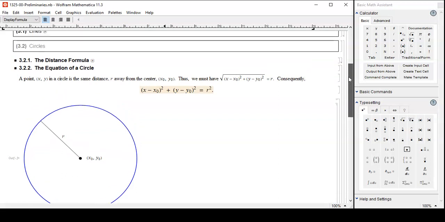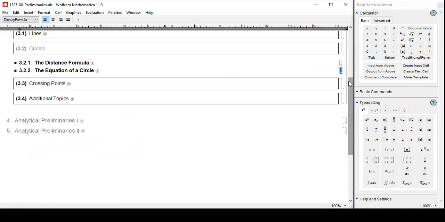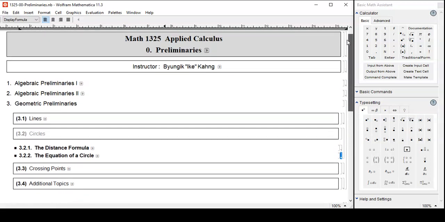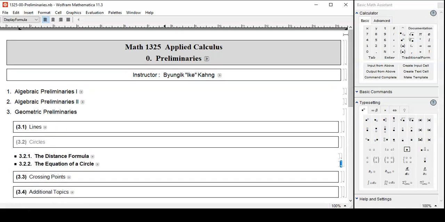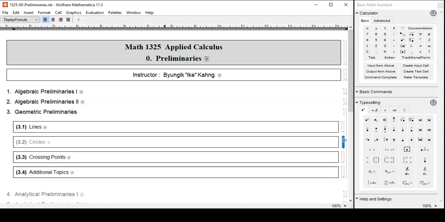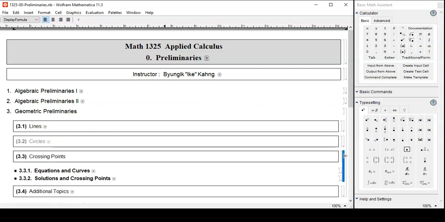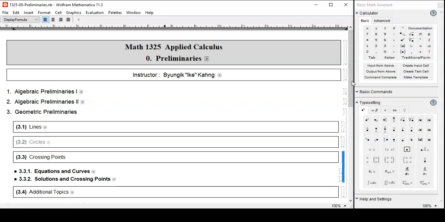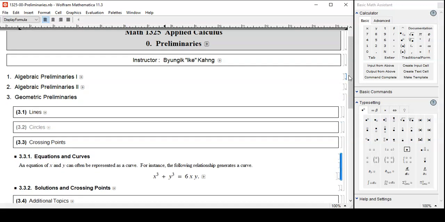Now, how important is this? I'm not so sure. It is important in trigonometry-based calculus classes because all trigonometry comes from circles, so it's important there, but I'm not so sure whether it's important here. I de-emphasize it in gray. Now let's talk a little bit about crossing points. This too, I'm not so sure how important it will be in this class. Let's talk about it a little bit.